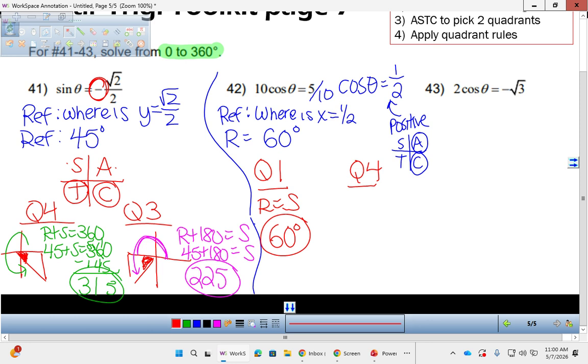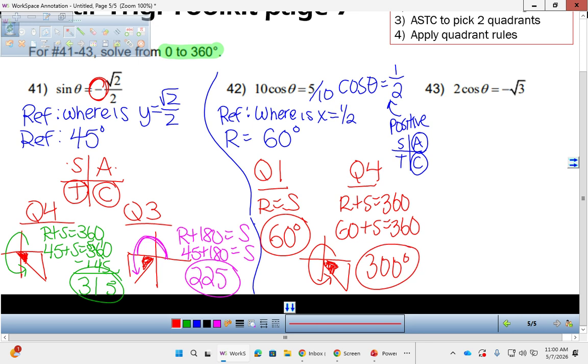My quadrant 4 answer, we have this angle, that's 60. We want this angle, which completes the full circle. So the quadrant 4 rule is that the reference plus the standard equals a full circle. We have the small angle. We have an acute angle. We have the reference angle. So if I subtract 60, I get 300 degrees. So my second answer is 300 degrees.